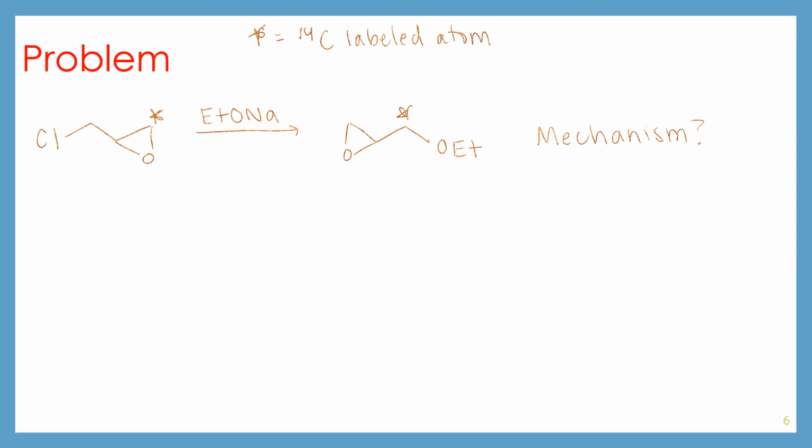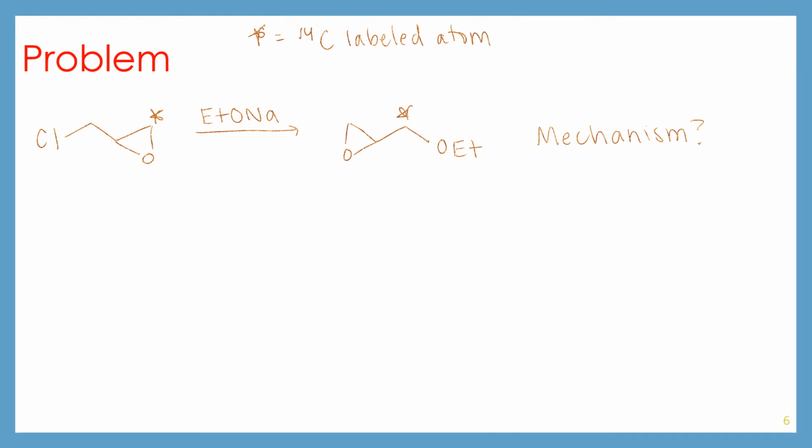So let's take a look at this example. This one looks kind of complicated, but it's really not. You just have to keep track of everything. So notice first of all that the epoxide is a repeating feature in both the starting material and the product. The difference is that this one is an alkyl chloride, this one is an ether that looks like it was formed by reaction with ethoxide. So simple enough, right?